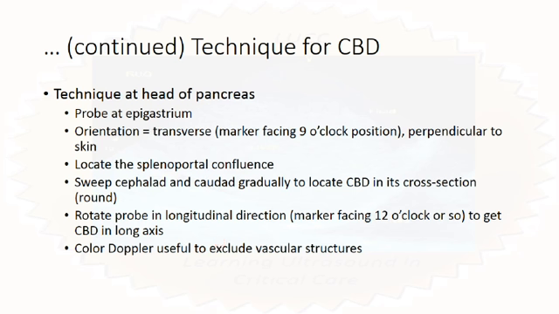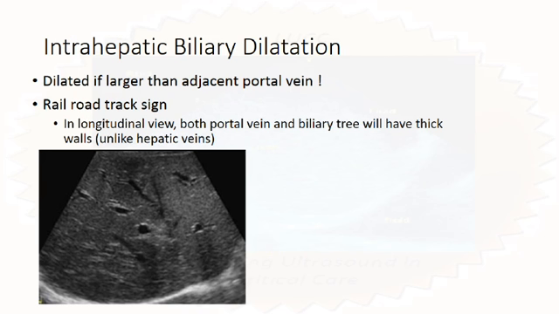Now, intrahepatic biliary dilation. First of all, intrahepatic bile ducts should not be seen at all. In the normal liver, you'll only be able to see the portal vein radicals and the IVC radicals. So you shouldn't be able to see the intrahepatic bile ducts at all unless they're dilated.